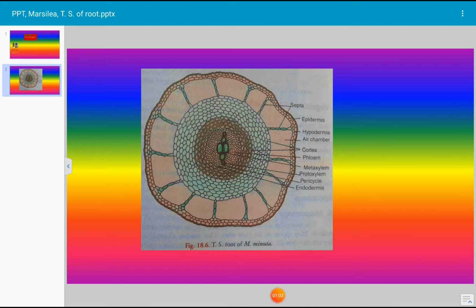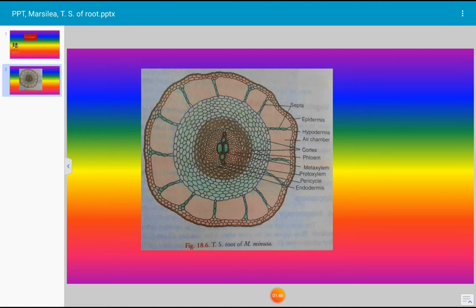The cortex is placed below the epidermis. The cortex region of the root is differentiated into two parts, that is outer cortex and the inner cortex. The outer cortex consists of large air spaces, and these air spaces are separated from each other by vertical walls or septa. These air spaces are also called lacunae.